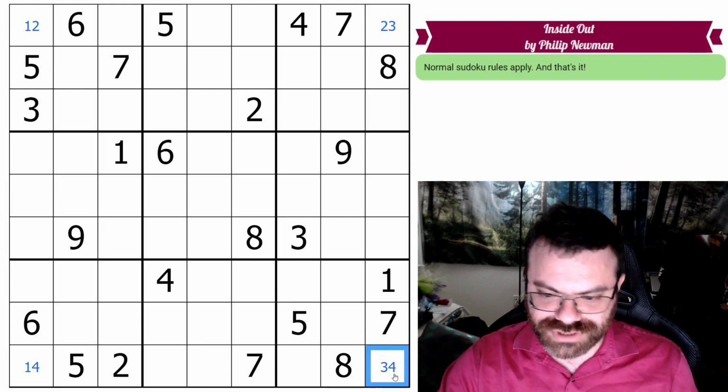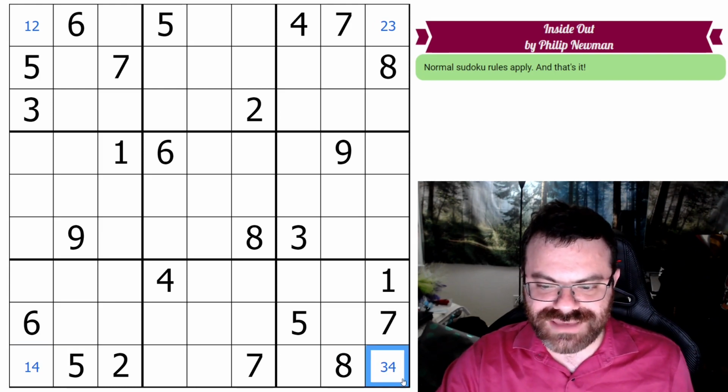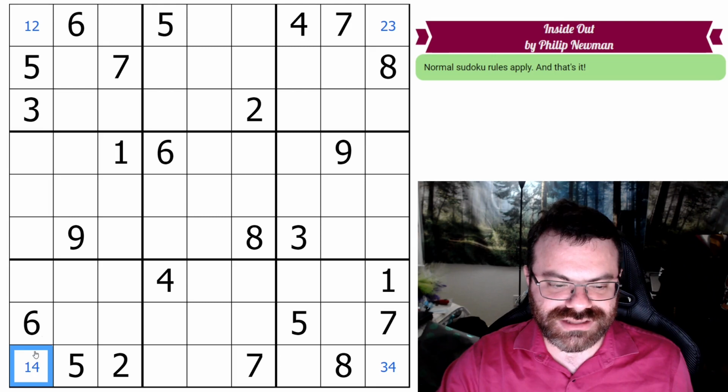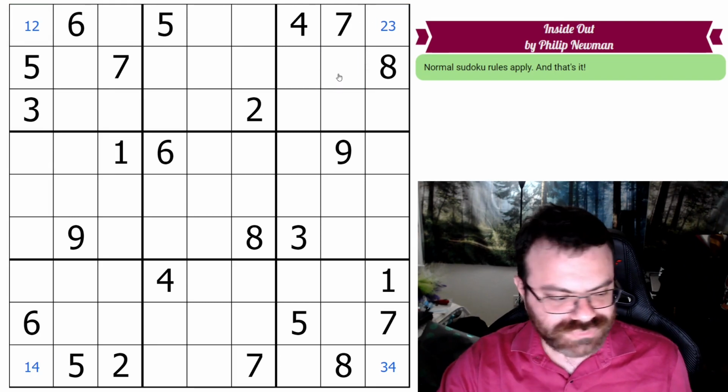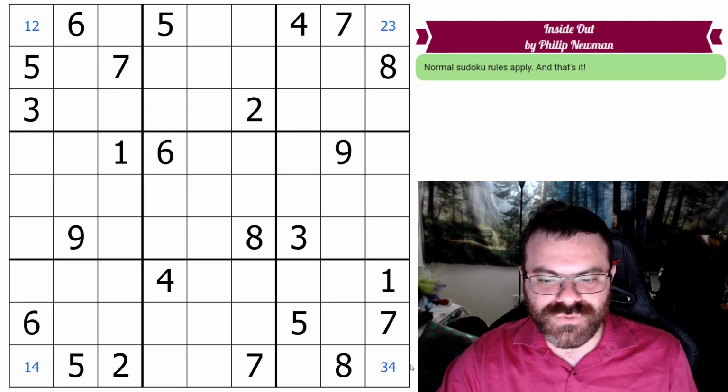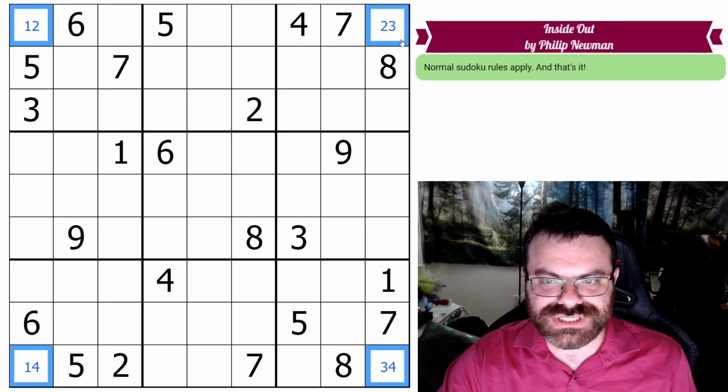And this is a much stronger statement, right? This means this can't be anything other than 3 or 4. This can't be anything other than 1 or 4. This can't be 1 or 2. This can't be anything other than 2 or 3. So we've now eliminated a bunch of candidates from these corner cells.